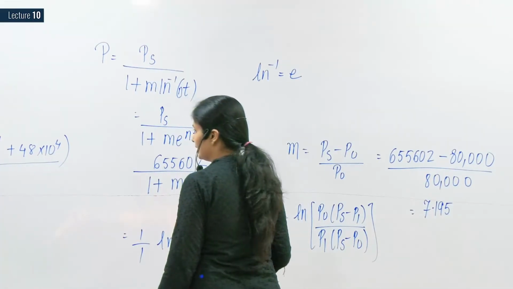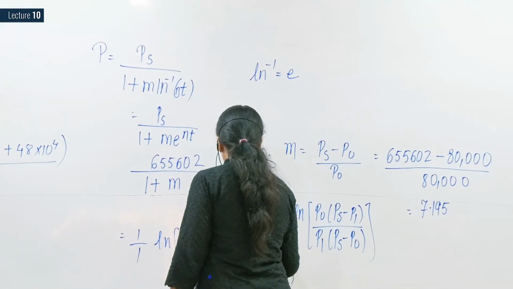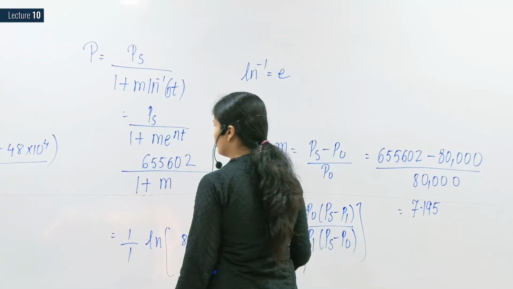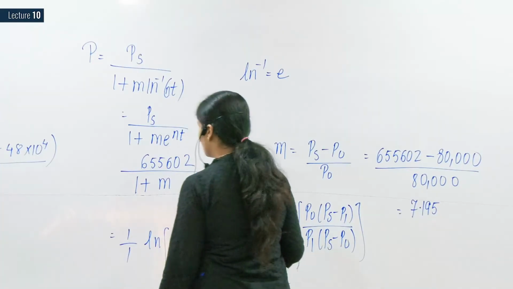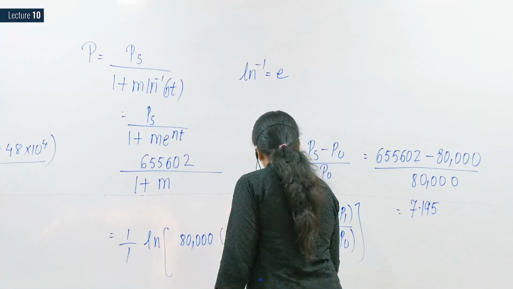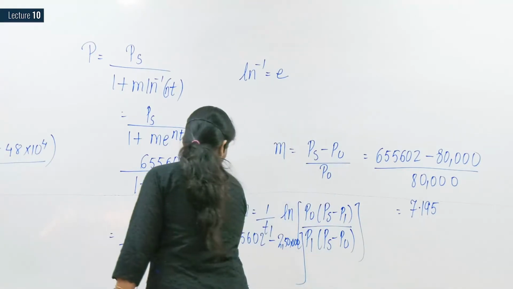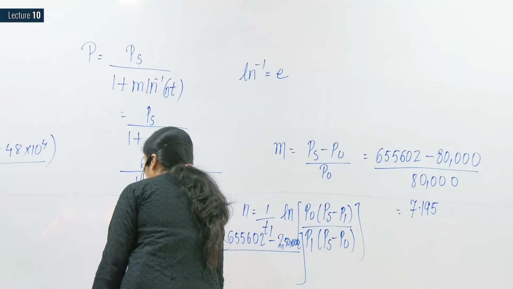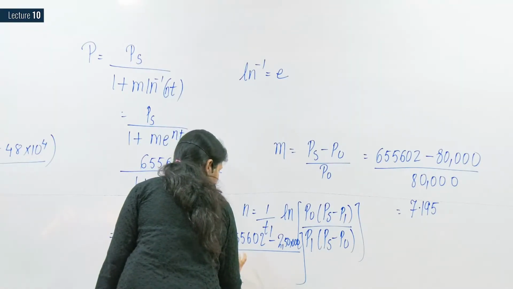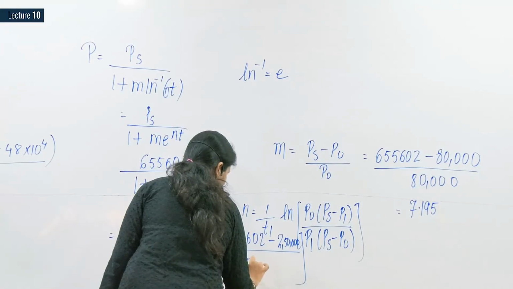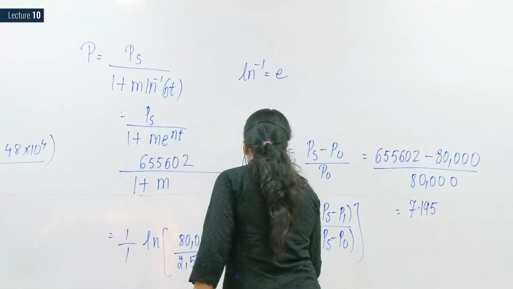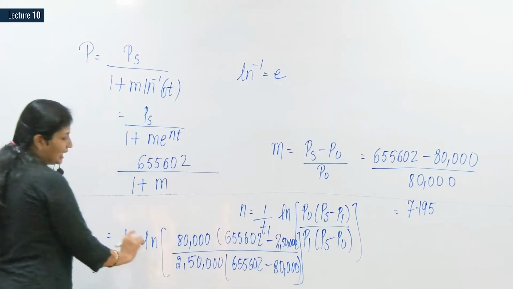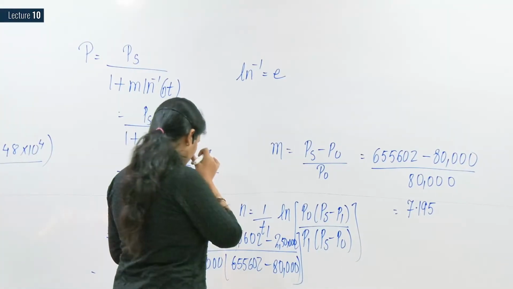What is PS? PS is 655,602, minus what was P1? P1 is 2,50,000. Here, P1 was again 2,50,000. What is PS? 655,602, and what is P0? P0 is 80,000. So we'll calculate this. See, this is natural log. Don't forget that.